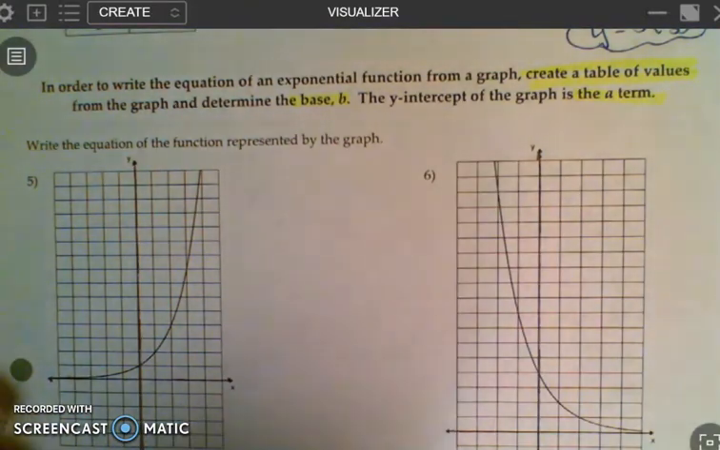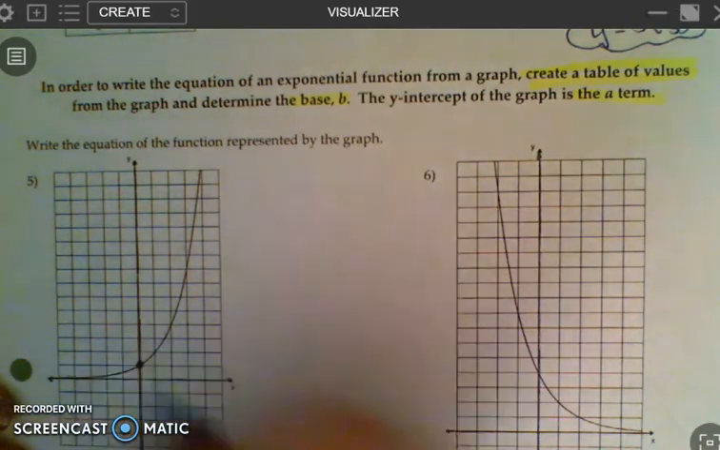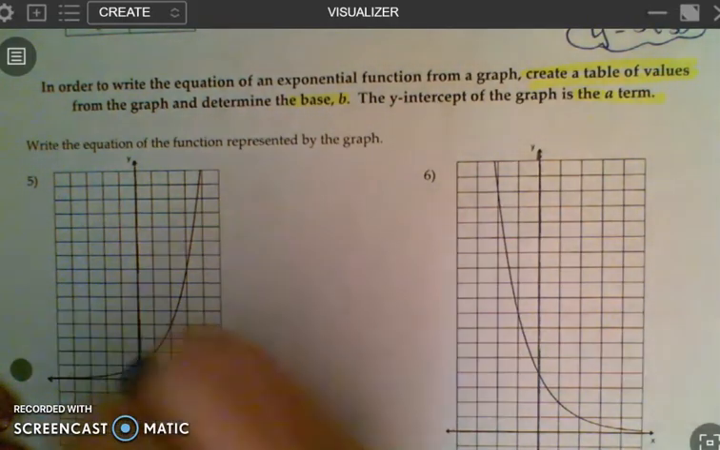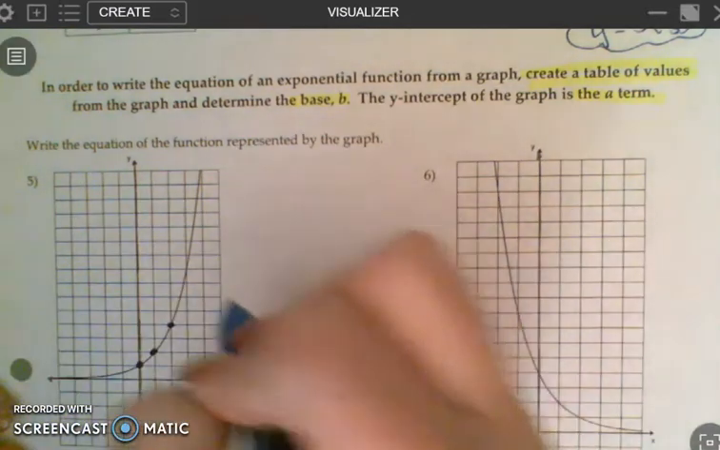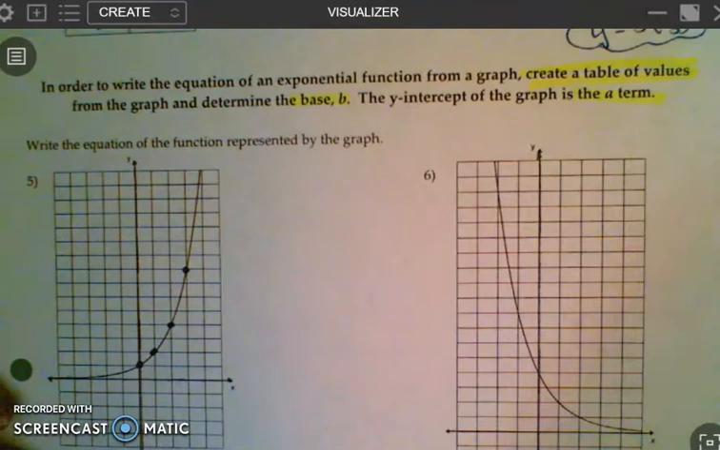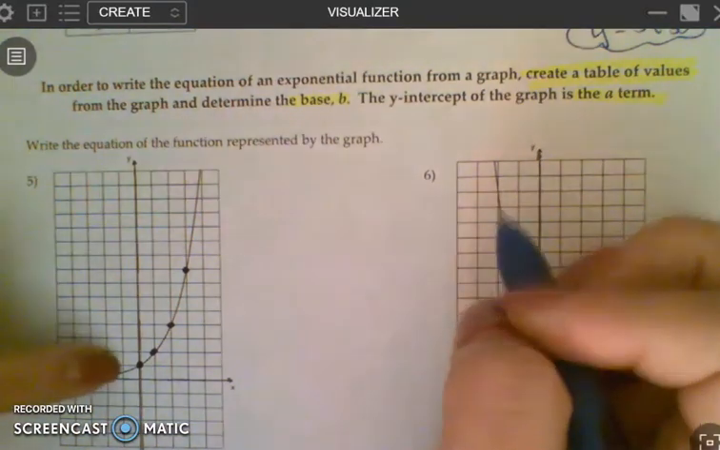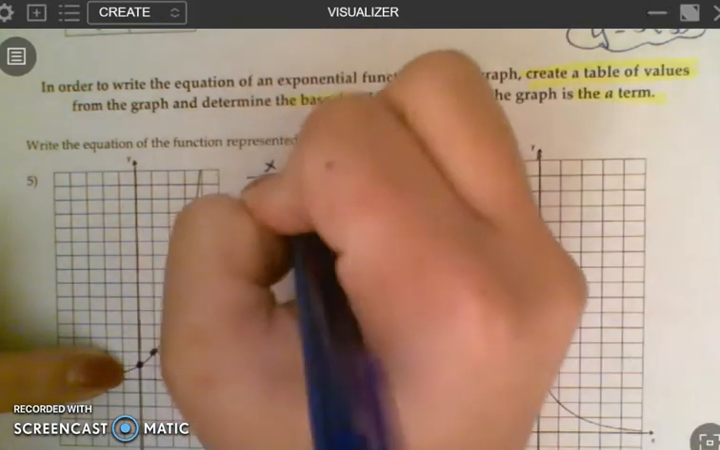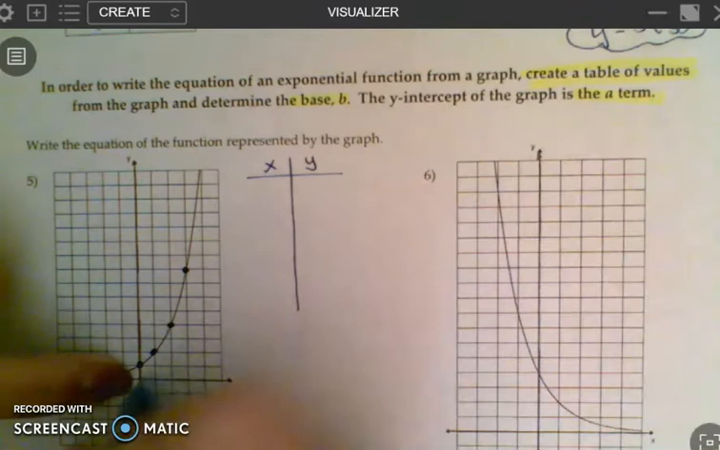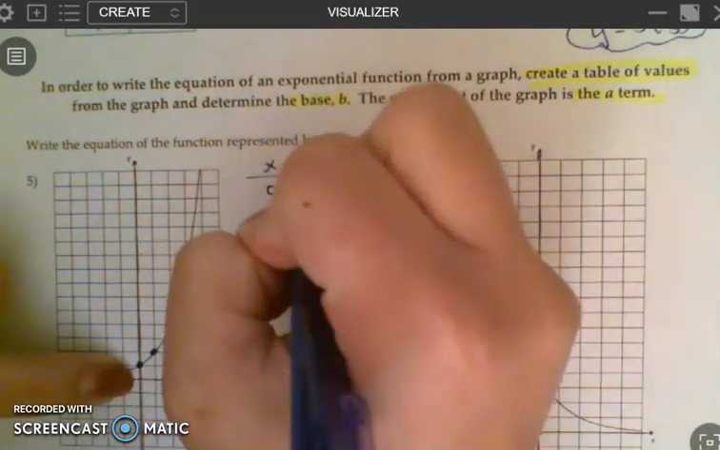So in order to do this, you have to find nice points. So in this case, right here, that's not on a crossing, that's not on a crossing, but that one is, so that's a nice point. That's a nice point, that's a nice point, and we'll say that's a nice point. So then you have to make your table of values. So starting on the left, my x is 0, my y is 1.